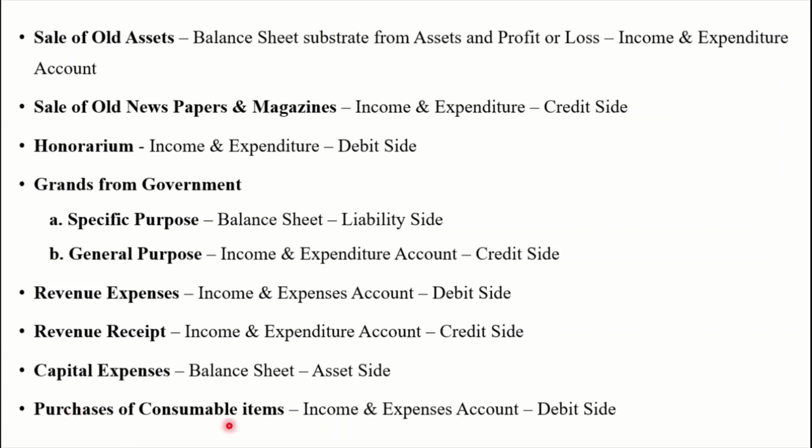Then purchase of consumable items. Again, this is recurring in nature, so these are expenditures we record on the debit side of the income and expenditure account. These are some important terms. These terms will help to understand the final accounts of non-trading organization. Final accounts are receipt and payment account, income and expenditure account, and balance sheet.